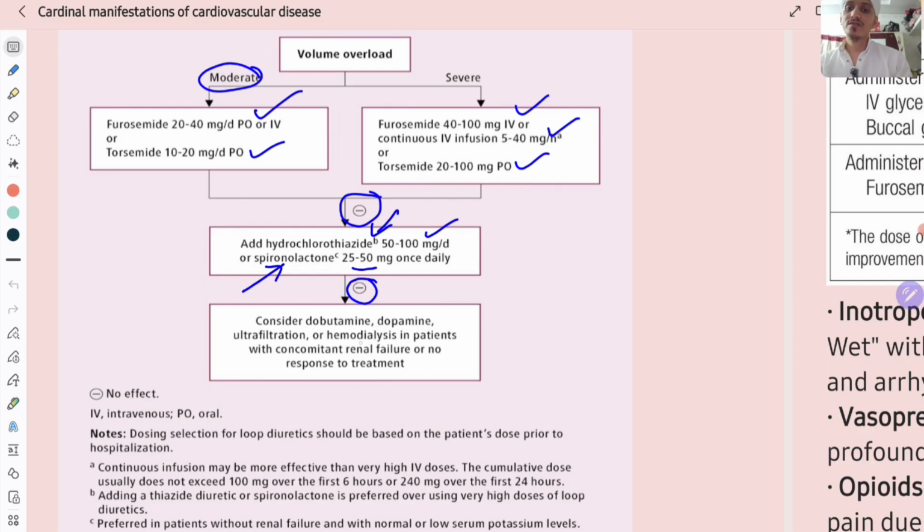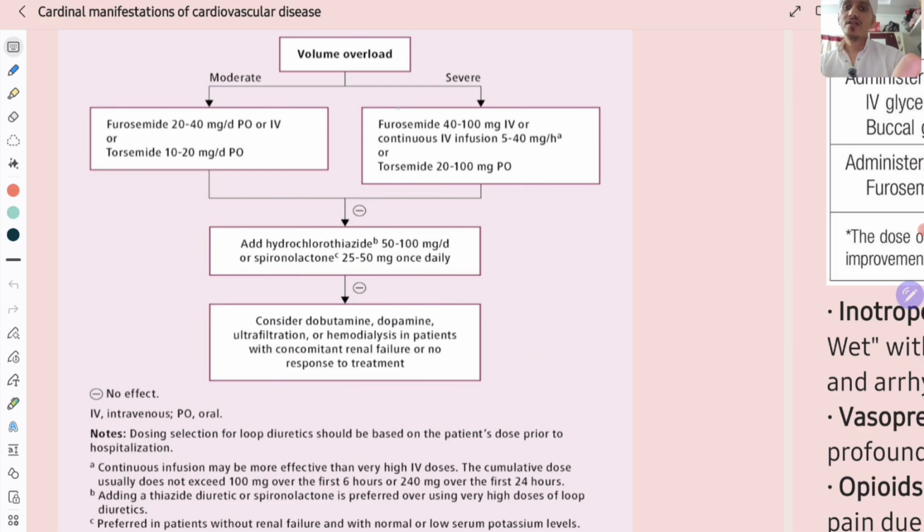Again, if the patient is not responding even after the addition of thiazide diuretics or an aldosterone antagonist, what will you consider? Dobutamine, so you are increasing the contractility of the heart, or dopamine, or hemodialysis in patients with concomitant renal failure or no response to treatment, or ultrafiltration, or ECMO, extracorporeal membrane oxygenation. When there is volume overload, you will perform hemodialysis or ultrafiltration as the next step.